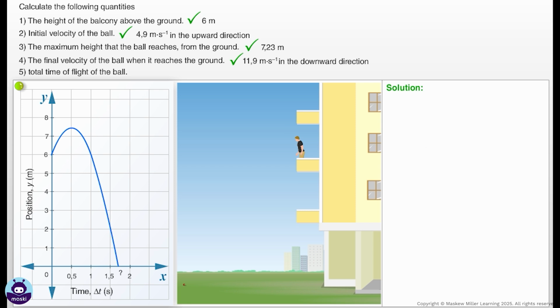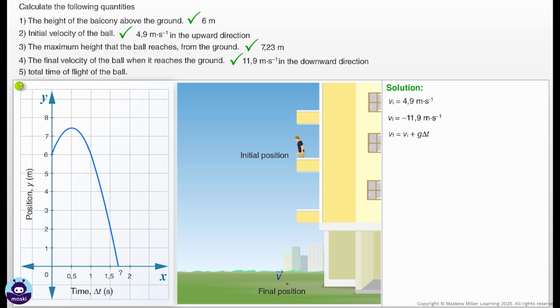To calculate the total time of flight of the ball, we consider the initial position to be when the ball is thrown up, and the final position to be when the ball hits the ground. The initial velocity is known. The final velocity is also known. The total time of flight of the ball can be found using the equation of motion.